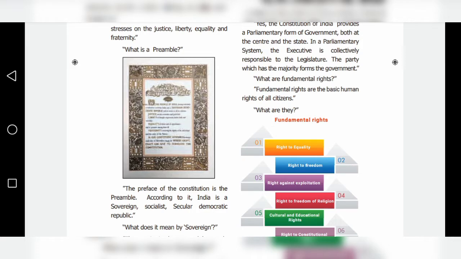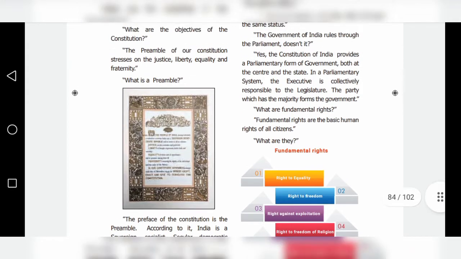Students, last class we studied civics unit 2, the Constitution of India. In this class we are going to continue the same lesson. The preamble of our Constitution has four pillars: justice, liberty, equality and fraternity.